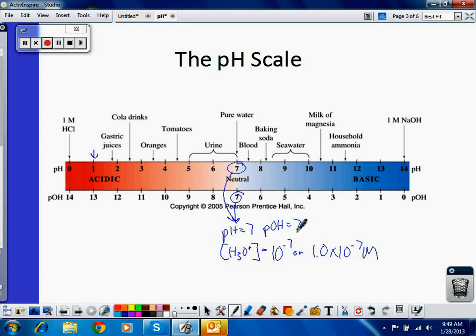If I have a whole number value, I simply turn that into 1 times 10 to the negative whatever. So that can also give me an estimate. Even if I have a pH that's a decimal, I can kind of estimate what the concentration should be. So let's take a look at some calculations involving pH.